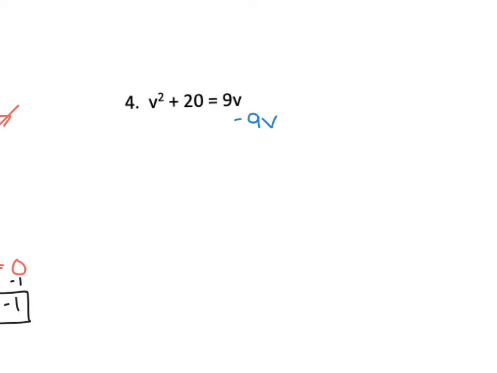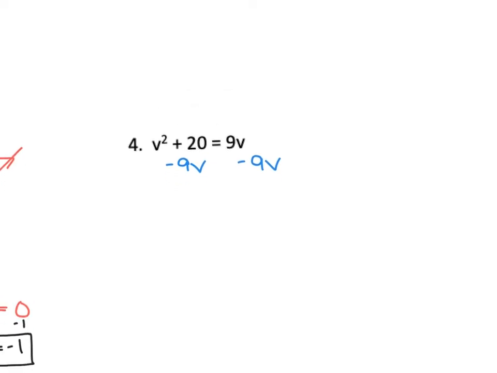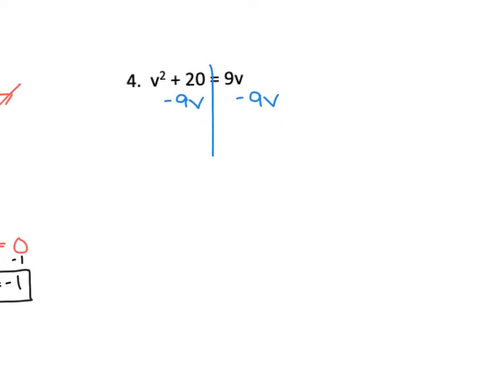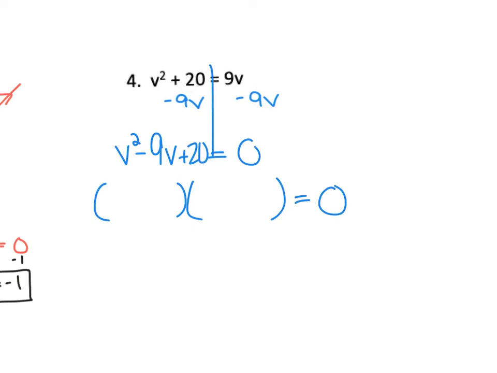Hopefully you started by placing this in standard form, which produces v squared minus 9v plus 20 equals 0. Next, we're going to factor a trinomial. There is no GCF. So my factors of positive 20 that add to negative 9 would be negative 4 times negative 5, and that does add to negative 9. So there are my two factors.